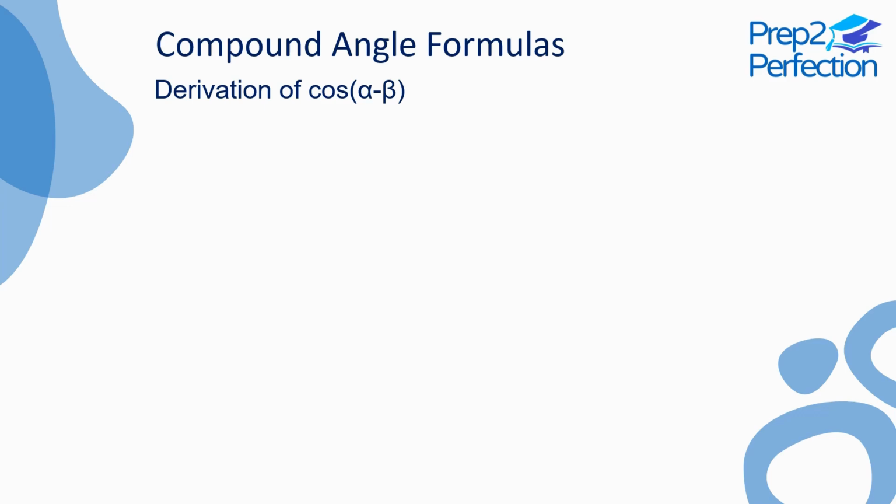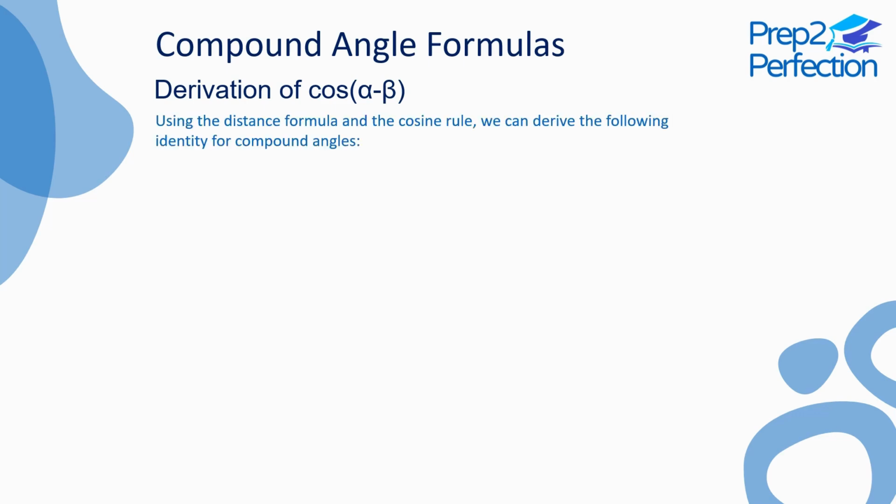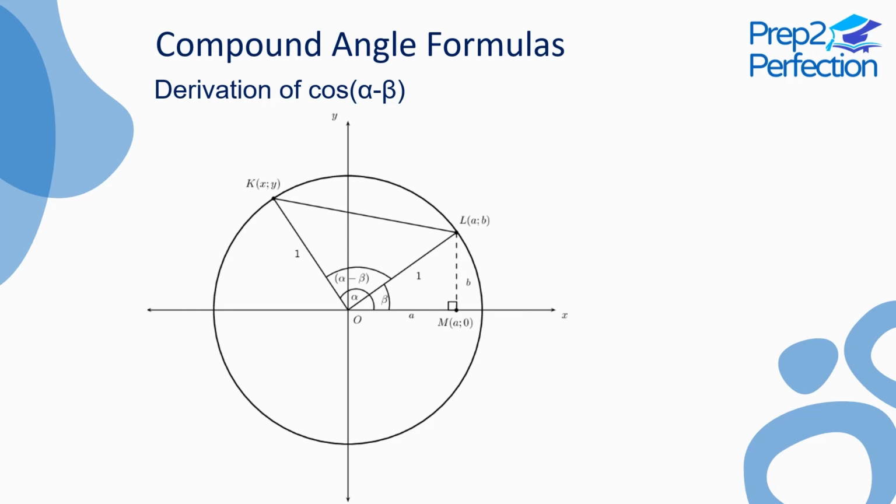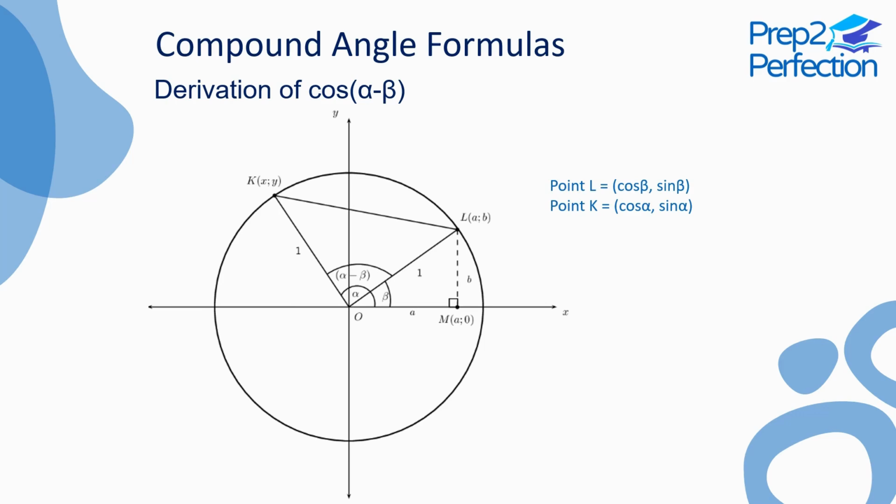Compound angle formulas. We are now going to look at the derivation for cos(A-B). Using the distance formula and the cosine rule, we can derive the following identity for compound angles. Cos(A-B) equals cos A cos B plus sin A sin B. Consider the unit circle, r equals 1, below. The 2 points L (A, B) and K (X, Y) are shown on the circle. We can express the coordinates of L and K in terms of angles A and B.